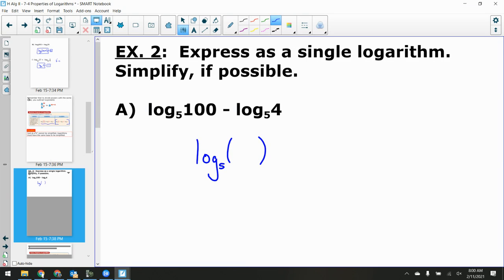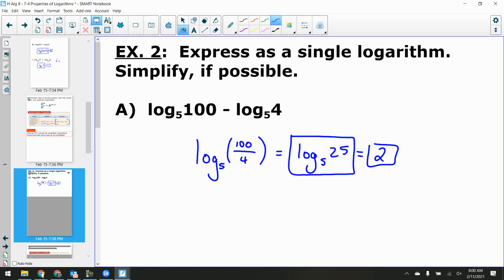So what is 100 divided by 4? 25, thank you. I'll write it like this for you. That would be log base 5 of 25, which is what? What is log base 5 of 25? 2. 5 to the second power is 25. So log base 5 of 25 is 2. So this is expressed as a single logarithm, and then evaluate, simplify, which is 2. Okay, let's take a look at the next one.